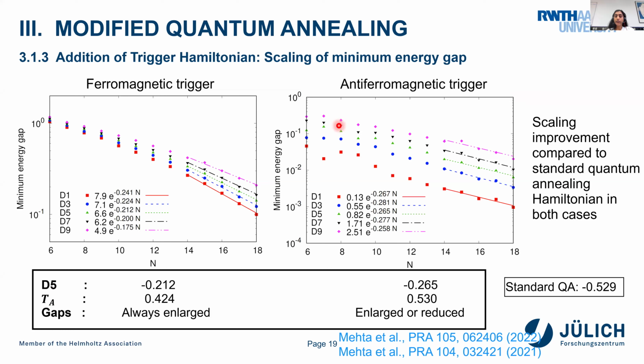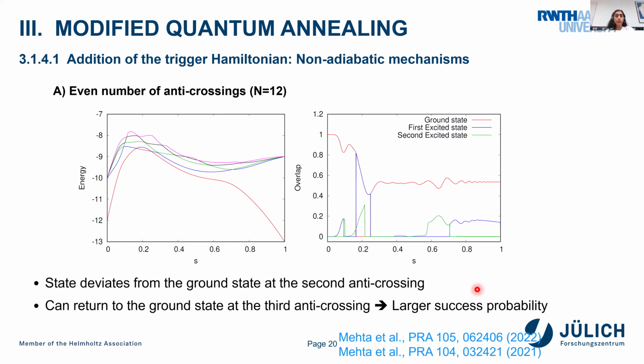Also, for the case of antiferromagnetic trigger Hamiltonian, we find the median to be scaling with a smaller exponent compared to the case of the standard quantum annealing results. And in this case, we could expect this annealing time scaling to be with an exponent of 0.530. Okay, before we go and test whether it's the case, I would like to briefly talk about certain non-adiabatic mechanisms that were observed with the addition of the antiferromagnetic trigger Hamiltonian, which were found to be beneficial for the resulting success probability.